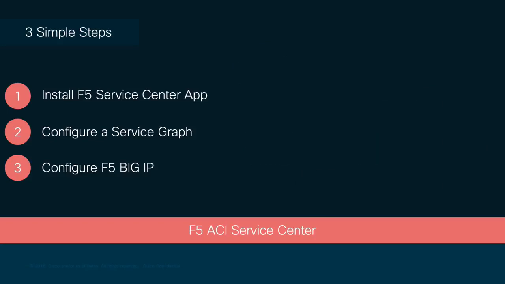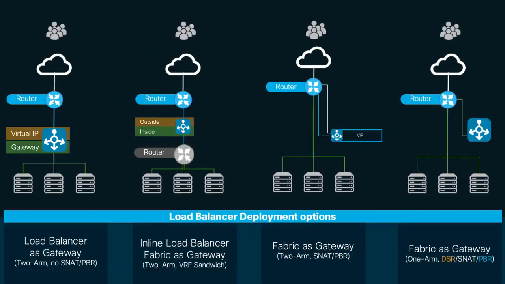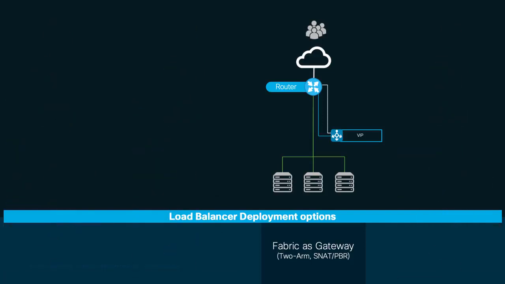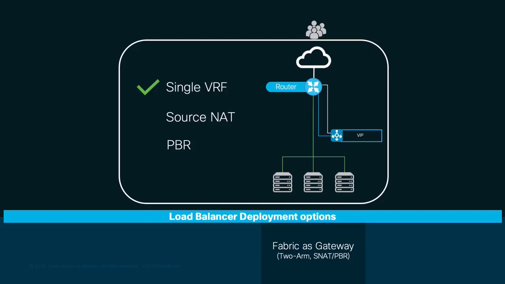As you may know, there are multiple options to implement server load balancing services, which may include source NAT, 1-arm, and 2-arm modes. In this case, I'll go with the 2-arm option using the ACI Fabric as gateway. We will be using a single VRF, and we will not use source NAT. Therefore, policy-based redirection will not be necessary.